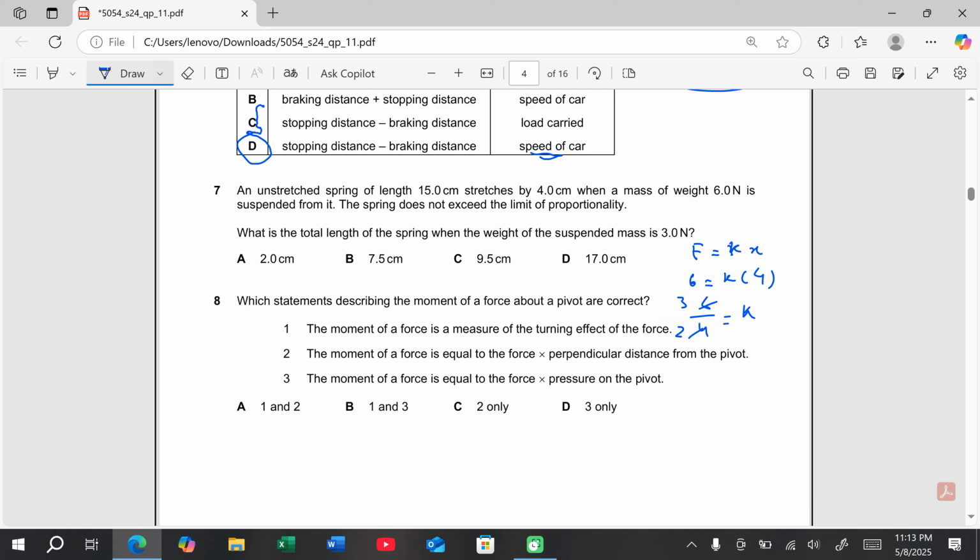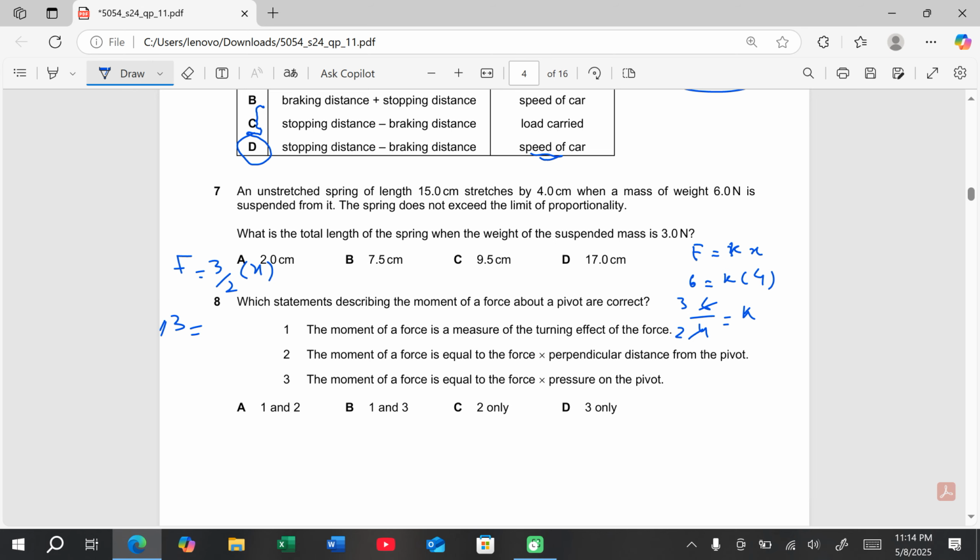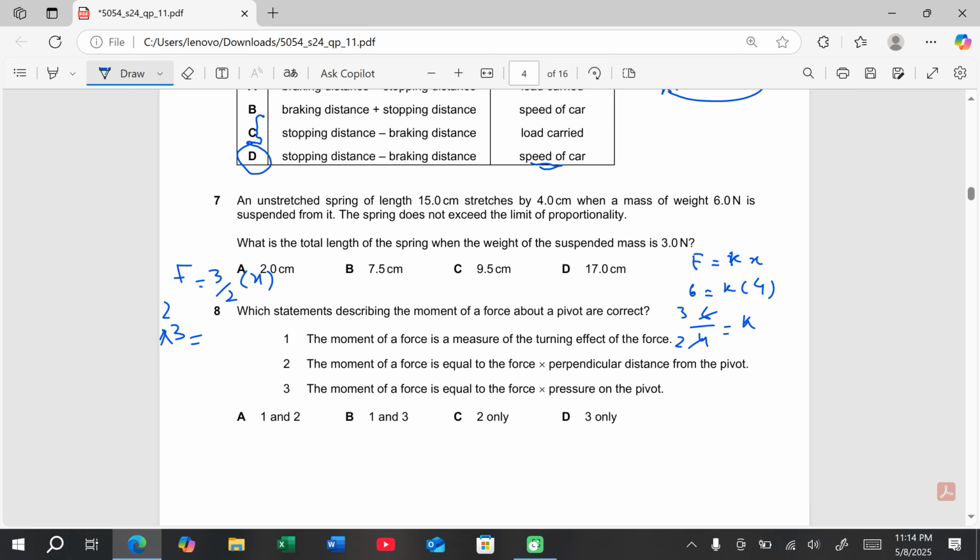Now you will use this, F is equal to 3 over 2 x, and the value of Newton is given, right? Okay, so force is given 3 Newton now, so I'm going to use 3. So 2 will go and multiply with this, and 3 will get divided, so your x will be equal to 2. So your extension is 2. Since he is asking for the total length of the spring, so 15 was already the unstretched length, so adding 2 to it, it's D, 17.